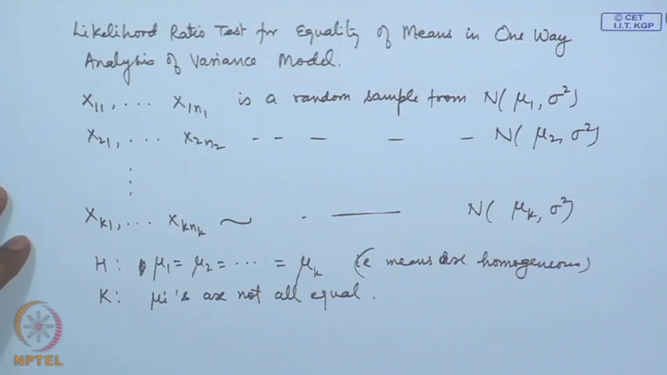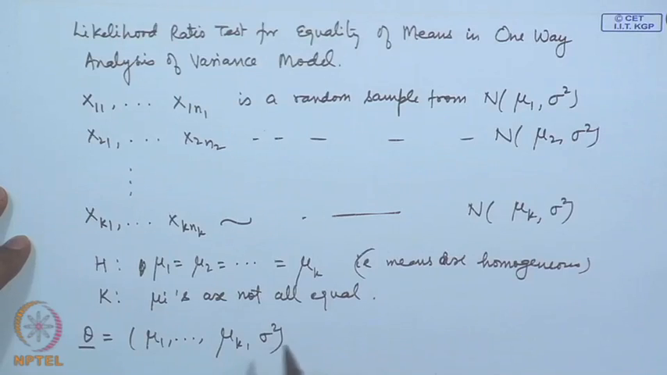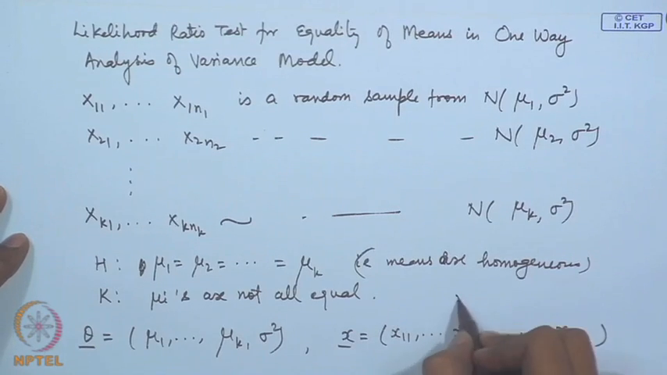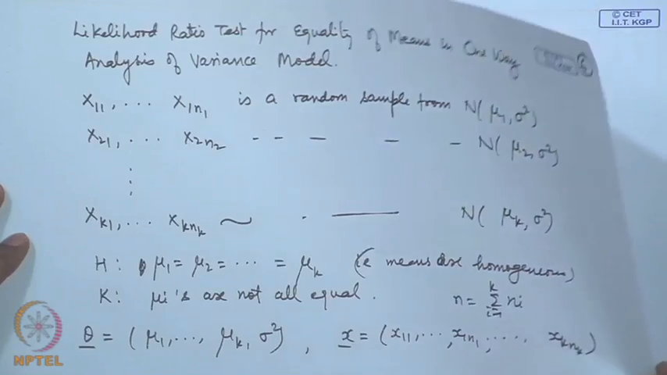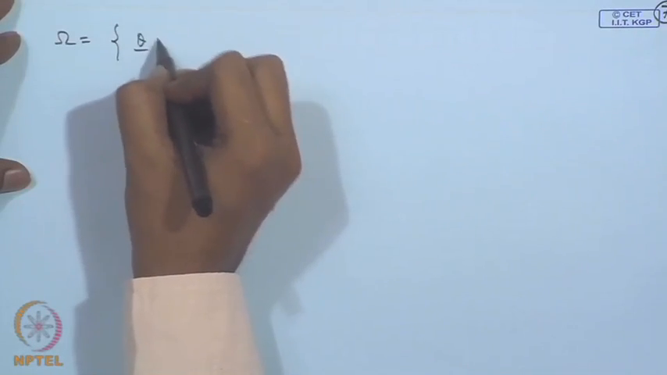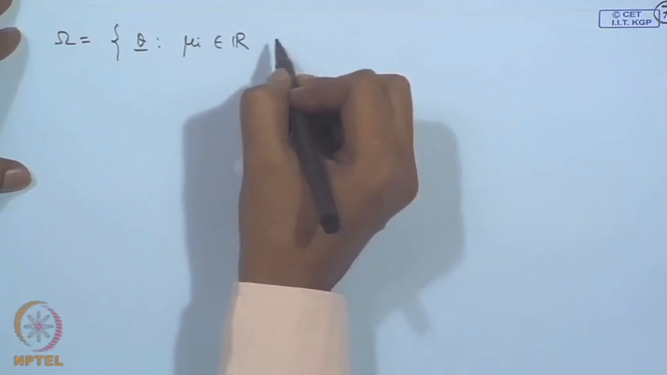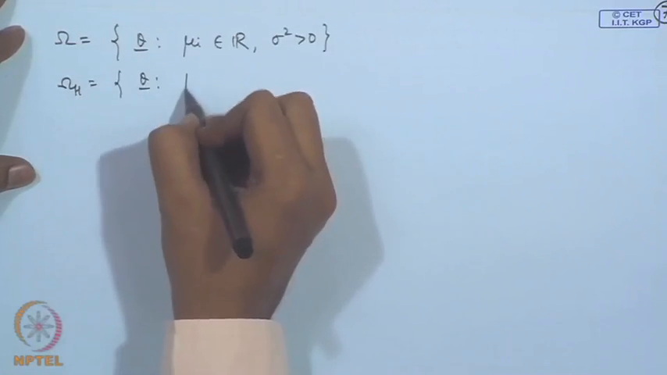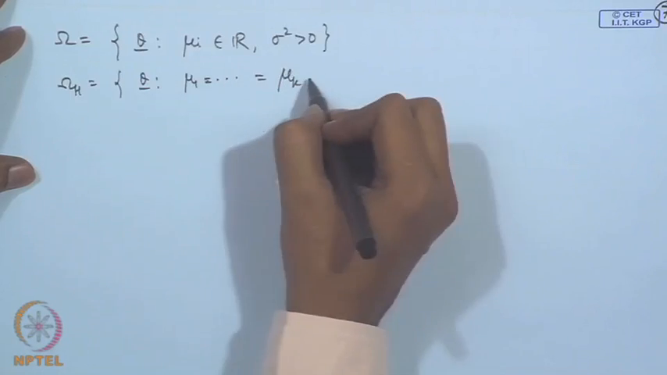Now, let me introduce some notation. Theta is now mu 1, mu 2, up to mu k, sigma square, so it is k plus 1 dimensional. I will use the notation x for x 1 1 and so on, x 1 n 1 and so on, x k n k. All the n 1 plus n 2 plus n k observations, that is the sum of n i, I am calling n. These observations I call x. The parameter space, the full parameter space, is such that the mu i belong to R to the k, that is k dimensional Euclidean space, times the positive half of the real line, and under omega h you are dealing with 2 dimensional.